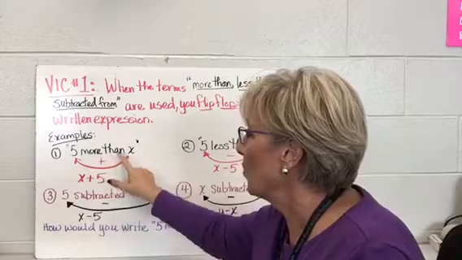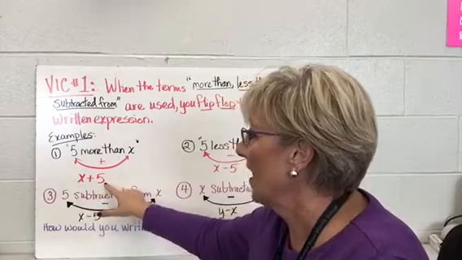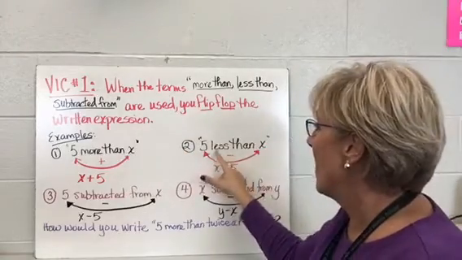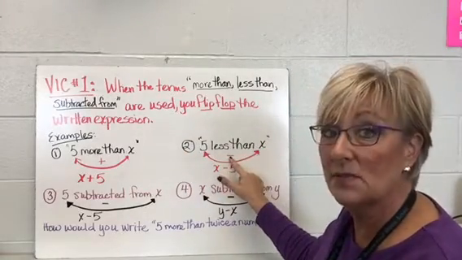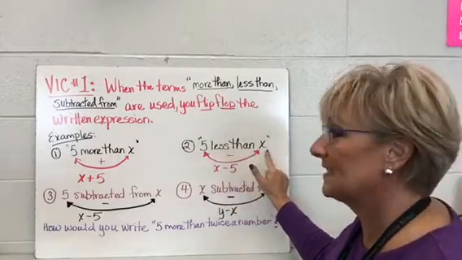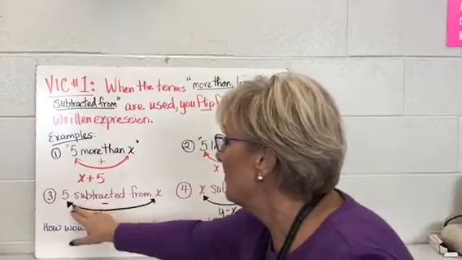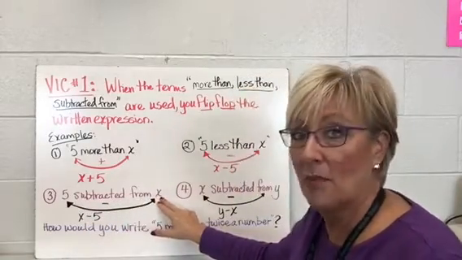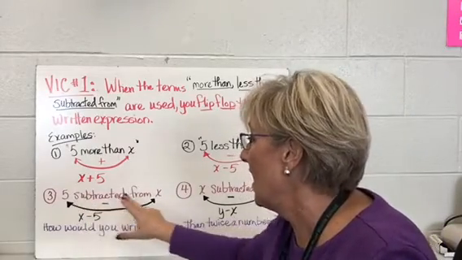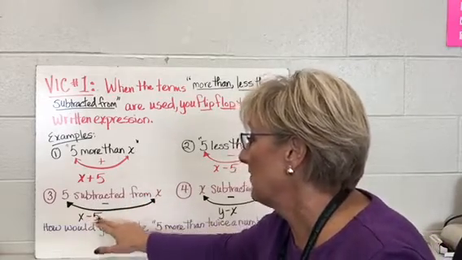For example, 5 more than X. I know more than means to add, so I'm going to flip-flop: X plus 5. That means there's 5 more than whatever you started with, which was X. Number 2, 5 less than X. Less than means to subtract. So I'm going to flip-flop it and say X minus 5, because 5 less than X means you're starting with X, and you're going to find out what is 5 less than that number. 5 subtracted from X, this probably might make a little bit more sense. That is subtraction, but you're going to flip-flop and say it's not 5 minus X, but X minus 5, because it's subtracted from X.